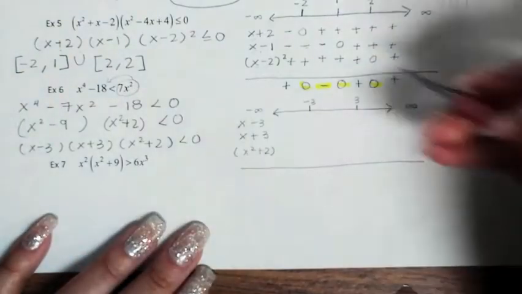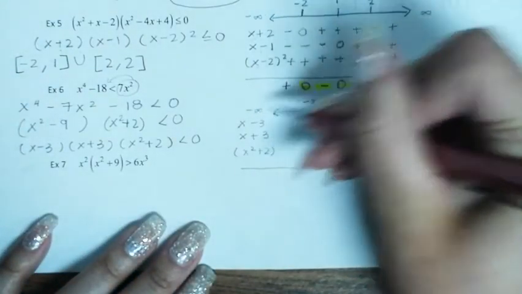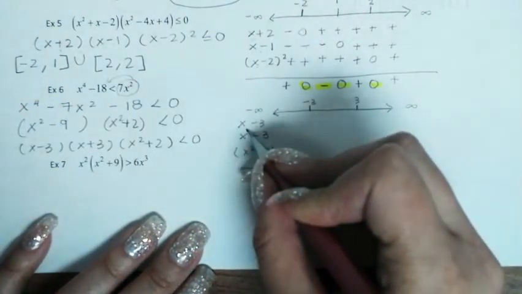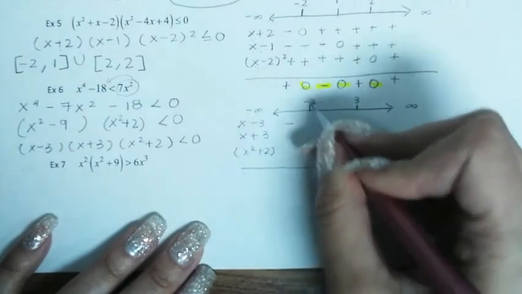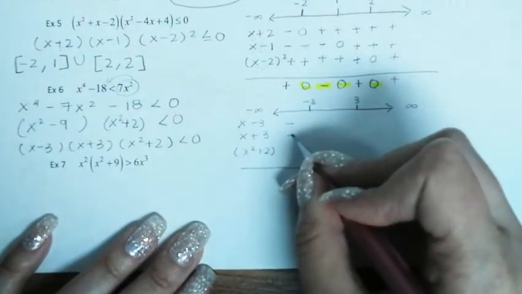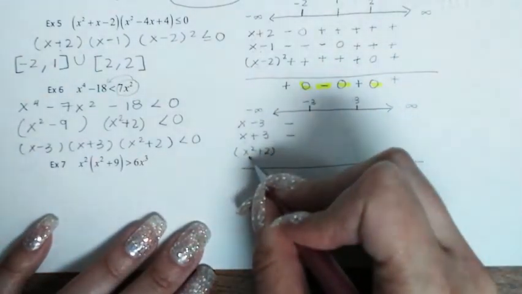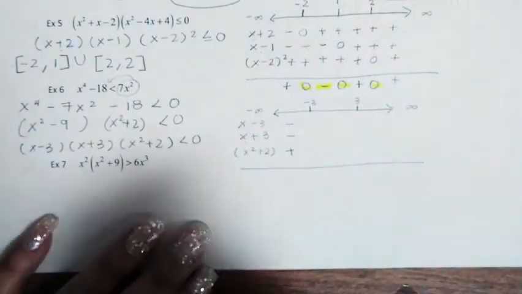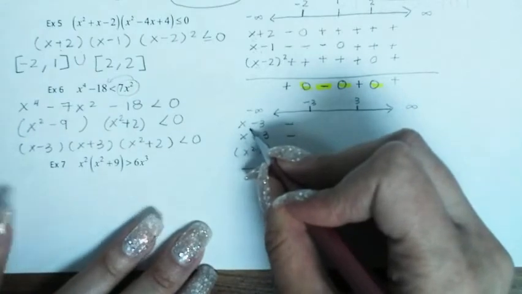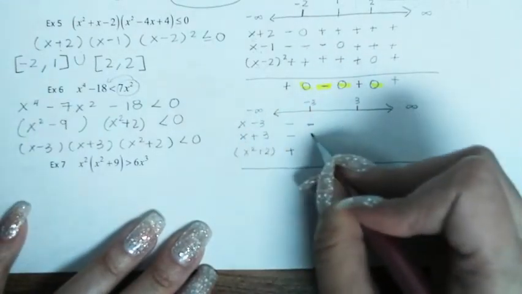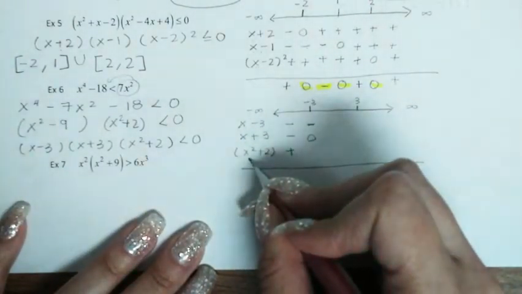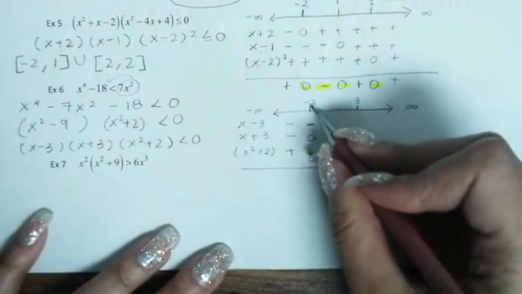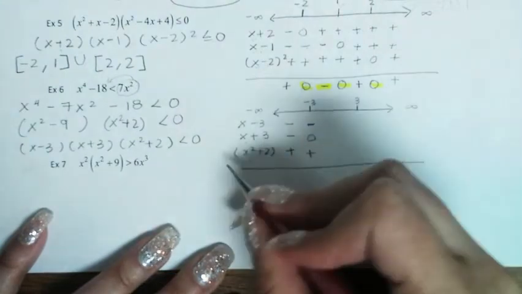So pick a number in between negative infinity and negative 3. In my case, I would pick negative 4. If you plug negative 4 here, what do you have? A negative. If you plug negative 4 here, you have another negative. If you plug negative 4 here, so you're going to have negative 4 squared plus 2, that's going to be a positive. Then you plug negative 3. This one is going to be negative, this one is going to be 0, and this one is going to be positive.